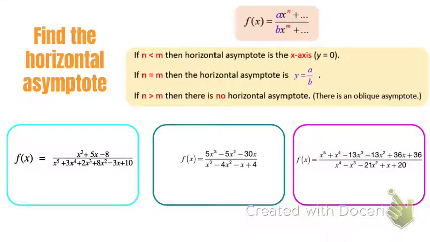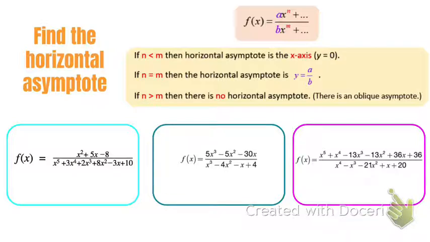So here we're going to find the horizontal asymptote in these three different examples. In the yellow box, it's going over the different conditions to figure out if the horizontal asymptote is at the x-axis, if it is somewhere else, or if there is no horizontal asymptote. And as it explains there, we are looking at the highest exponent in the numerator and the denominator and comparing them to figure out where that horizontal asymptote is.